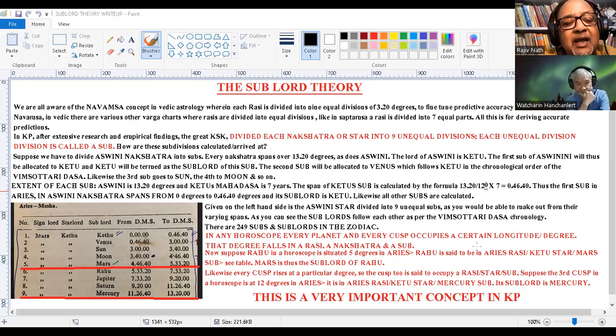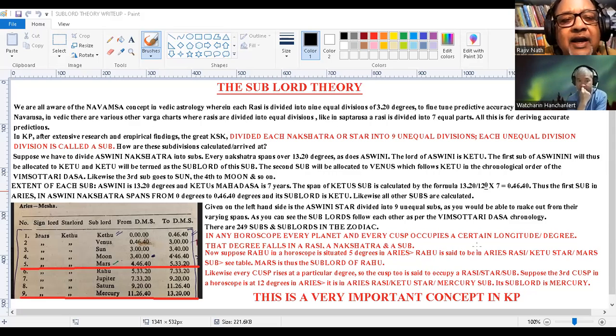See the table on the left-hand side, serial number one. That is number one in the Horary chart. This is a part of the Horary divisions. For illustration, I have given only a part of it. I have already sent you the entire write-up, 1 to 249 subs. Now this is Ashwini. Now we'll read. From the top, see the sixth line, second paragraph, third line.